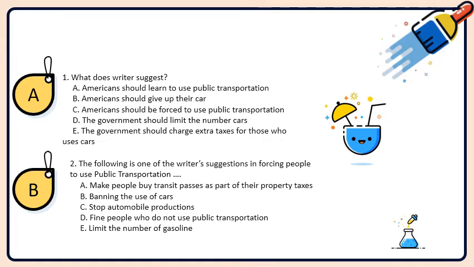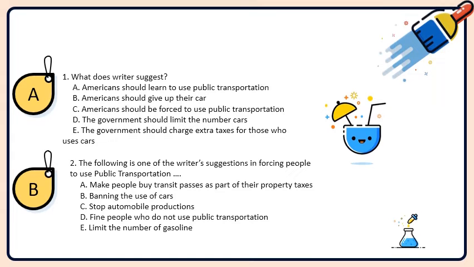2. The following is one of the writer's suggestions in forcing people to use public transportation. A. Make people buy transit passes as part of their property taxes. B. Banning the use of cars. C. Stop automobile production. D. Fine people who do not use public transportation. E. Limit the number of gasoline.